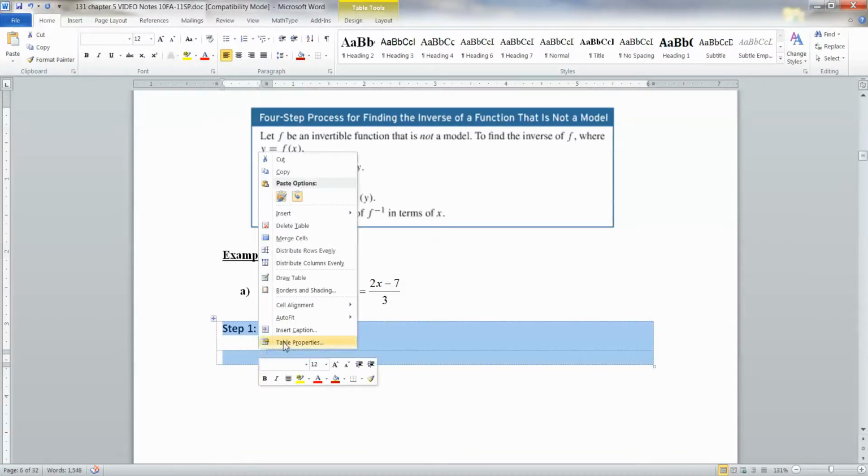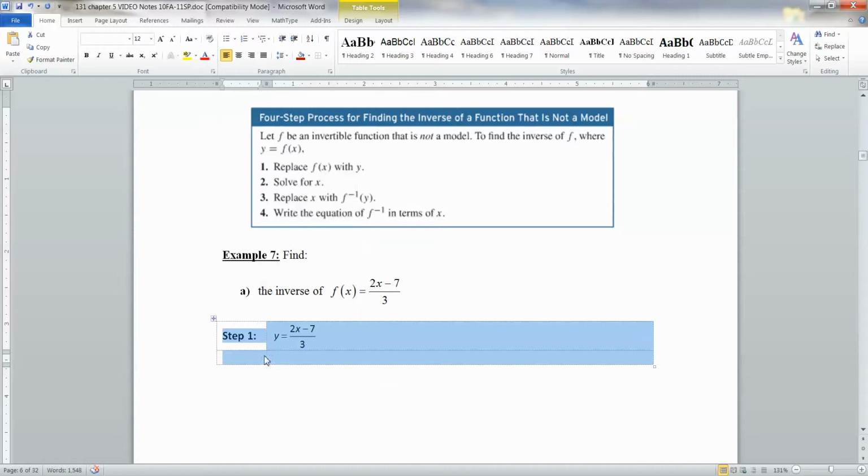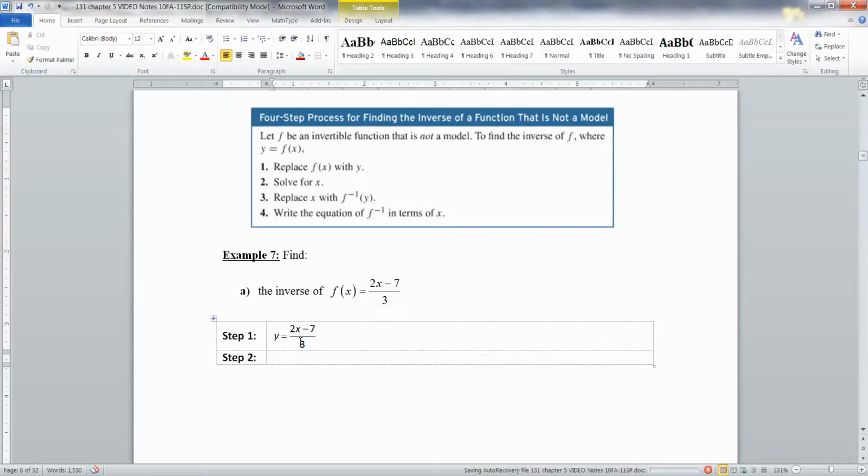We have found what y is equal to. Beautiful. Step 2. Right, so step 1 just says, hey, replace f of x with y. Literally write a different letter because it's simpler. That's all it's saying. Now step 2 is where all the big work is. You've got to solve this equation for x.